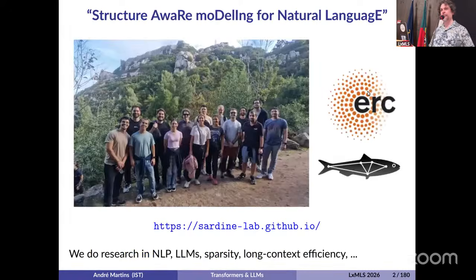So before I start, let me just introduce my research team here at Técnico. It's called Sardine, our lab. You can see that you have to be very careful picking the right letters to get Sardine in the end. For those of you who don't know, I guess some of you already found out, sardine is a very popular fish here in Lisbon. And in our group, we do a lot of research in topics like natural language processing, LLMs, sparsity, long context efficiency. Throughout this talk, I'm going to here and there mention some works that we are doing that are related to the topic of today's lecture.